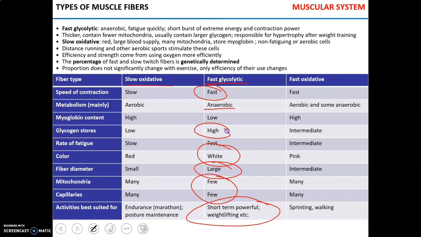They store a lot of glycogen because they need a lot of glucose to produce those powerful contractions. However, since they don't need oxygen that much, their myoglobin content is low. They contract fast, but also fatigue fast. Now, slow oxidative fibers are slow contracting and slow fatigued.